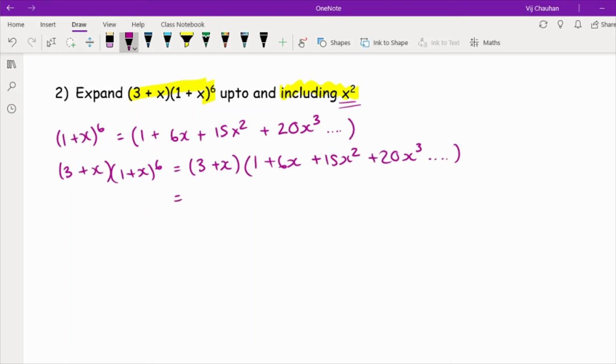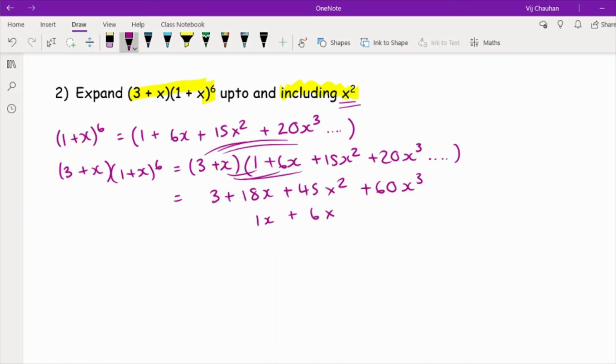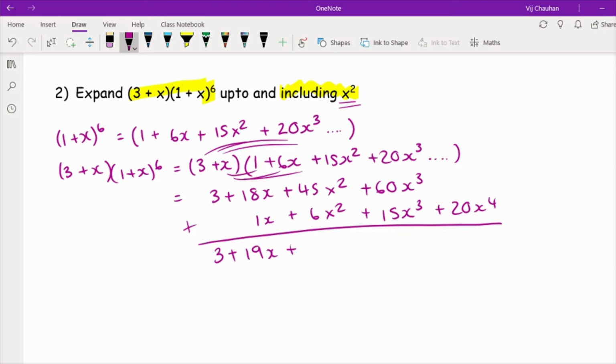So what I now need to do is expand this out. I multiply everything in the second bracket by 3, so I get 3 plus 18x plus 45x squared plus 60x cubed, and then I multiply everything in the second bracket by x, in which I get 1x plus 6x squared plus 15x cubed plus 20x to the power of 4. And then all I need to do is add those two expressions together. So I get 3 plus 19x plus 51x squared plus 75x cubed plus 20x to the power of 4.